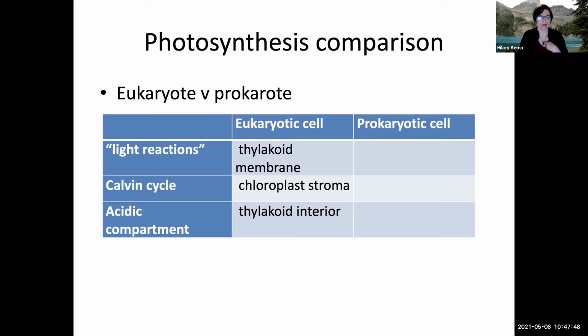Let's talk about prokaryotes. They don't have chloroplasts, but some of them can still do photosynthesis. Where do their light reactions happen? There's no thylakoid membrane, so what membrane do they use?